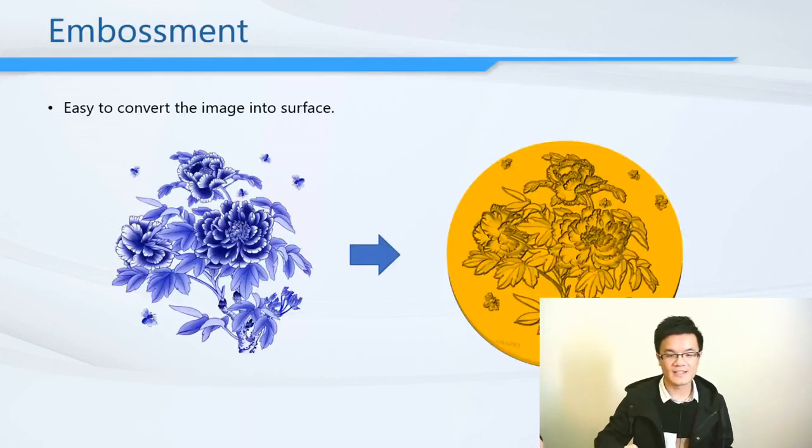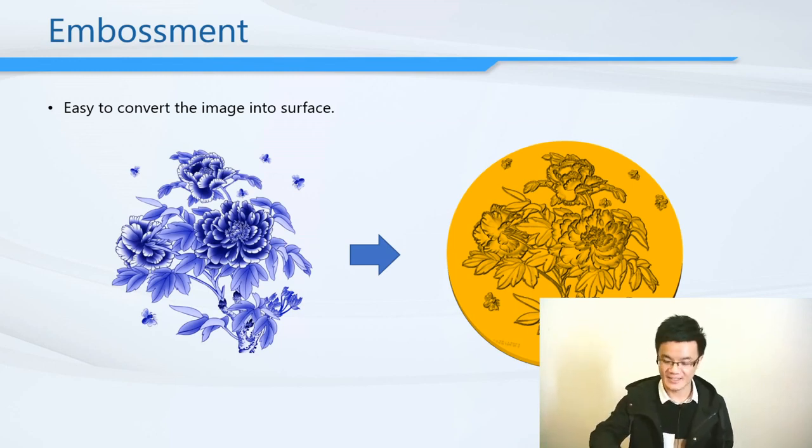The first one is the embossment. Okay, see there is a beautiful flower on the model, right? It is created by embossing. It is easy to convert the image onto the surface. All of them are automatically.